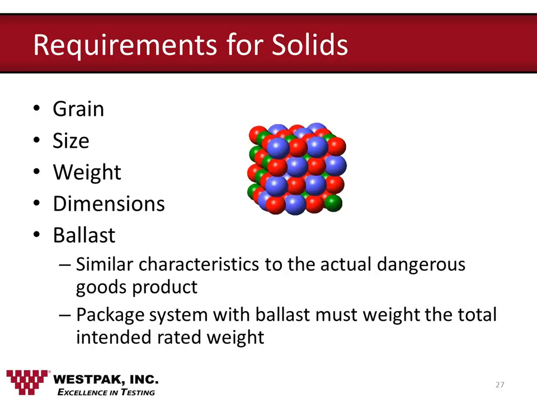In this case, descriptions such as grain size, weight, and dimensions are parameters that can help us document and submit to DOT. When choosing ballast to substitute the hazardous material component when testing, we must find ballast that meets similar characteristics to the actual dangerous goods product. And when testing, the package system with the ballast must weigh the total intended rated weight.